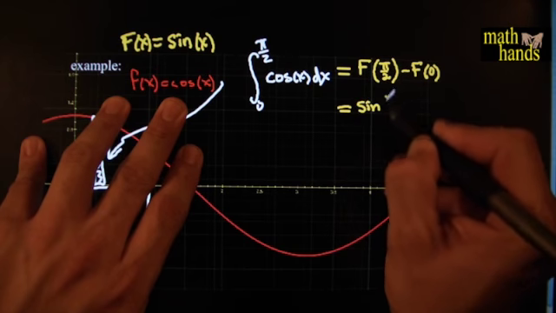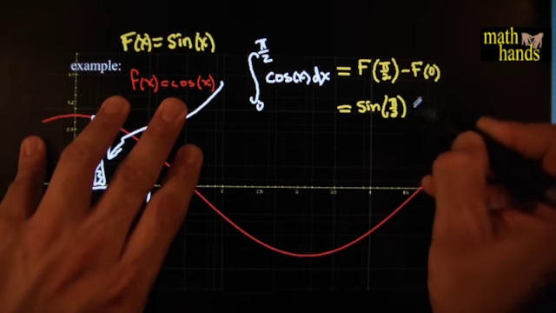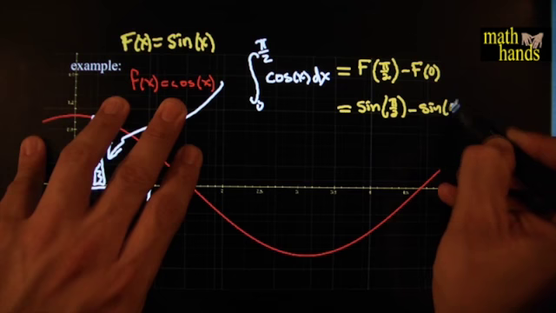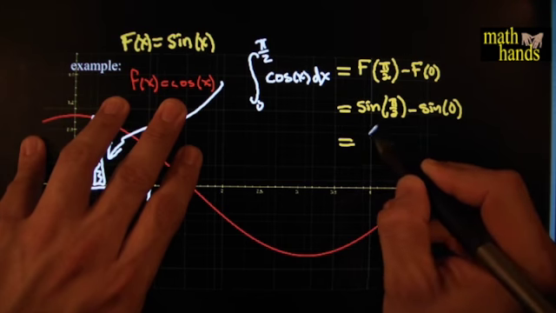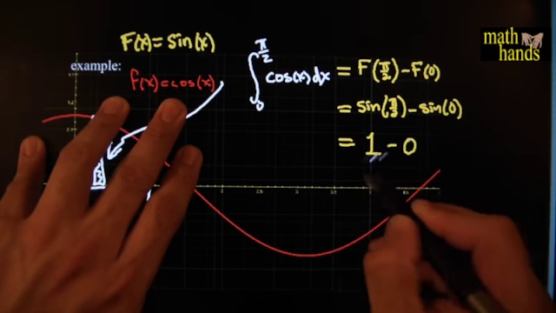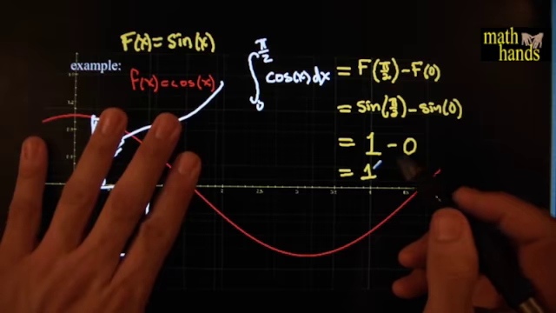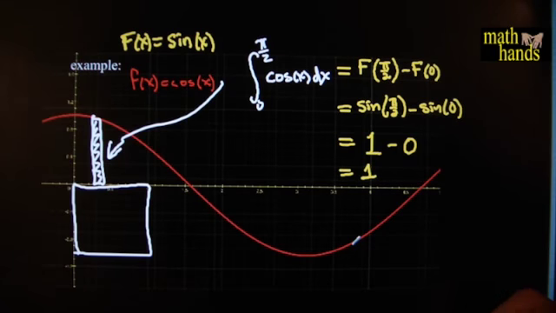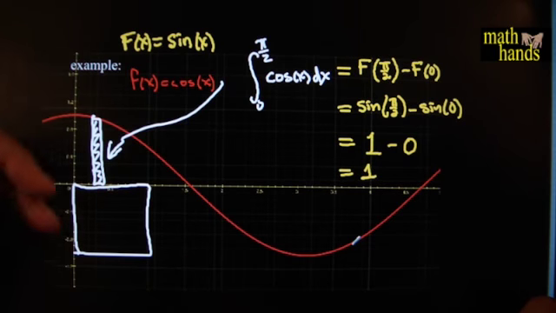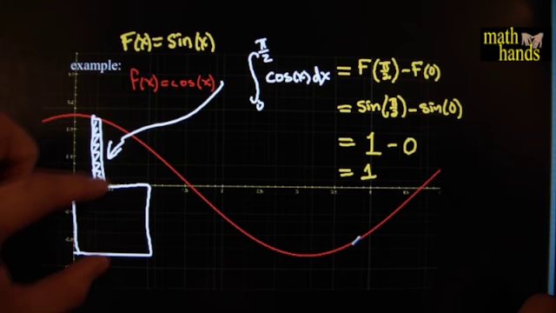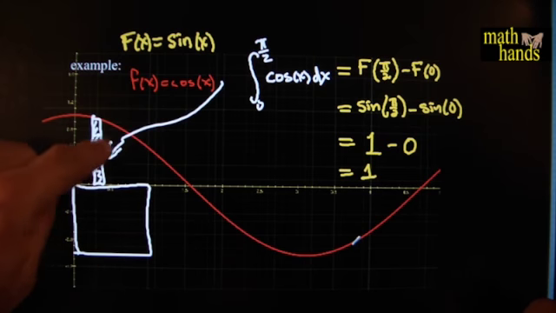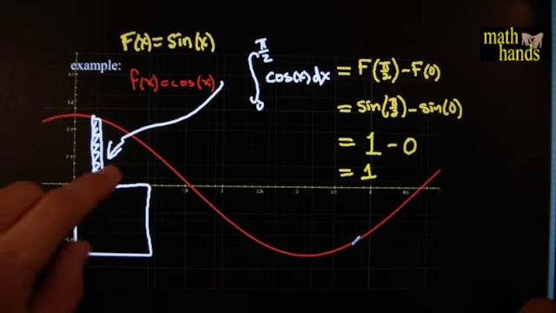Sine of pi over 2 minus sine of 0. And that was sine of pi over 2. Well, that would be 1 minus sine of 0, that would be 0. So that's equal to 1. Yippee-ki-yay. That's why they pay me. This is saying that the number of these 1 unit squares that fit into this little area is exactly 1.